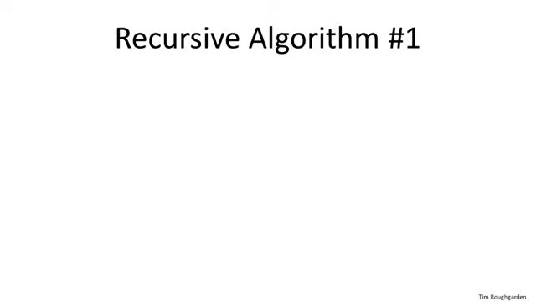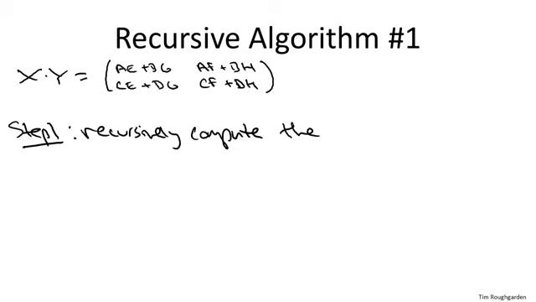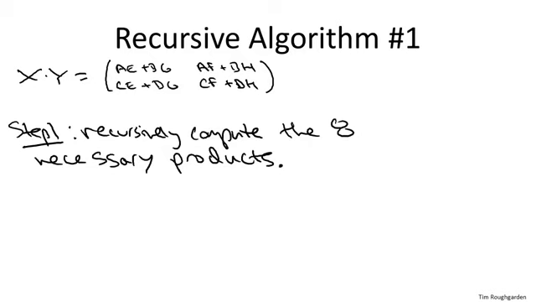This immediately leads us to our first recursive algorithm. To describe it, let me quickly rewrite that expression we just saw on the previous slide. Our first recursive algorithm is simply to evaluate all of these expressions in the obvious way. Specifically, in step 1, we recursively compute all of the necessary products, and there are 8 products that we have to compute, 8 products of n over 2 by n over 2 matrices. There are 4 entries in this expansion of x times y. Each of the blocks is the sum of 2 products, and none of the products reoccur. They're all distinct. So naively, we have to do 8 different products of n over 2 by n over 2 matrices.